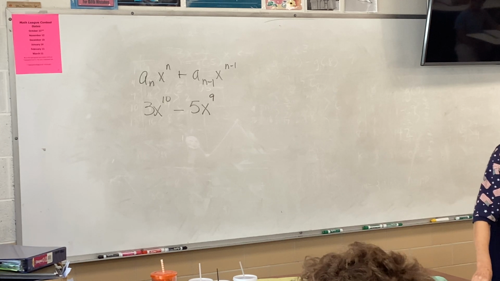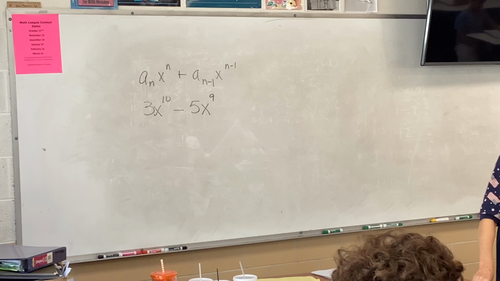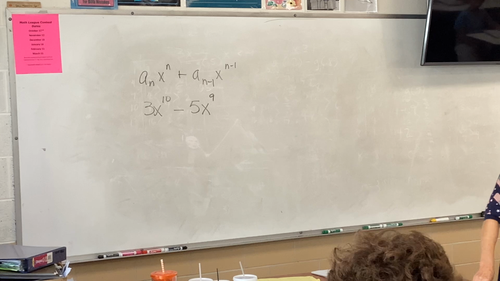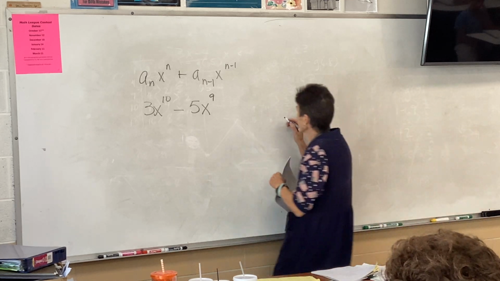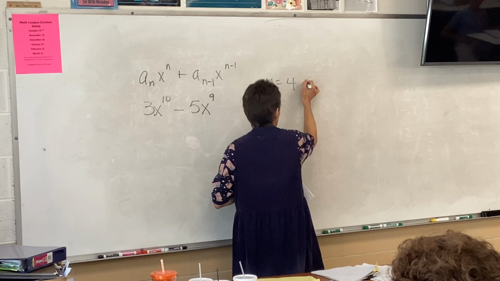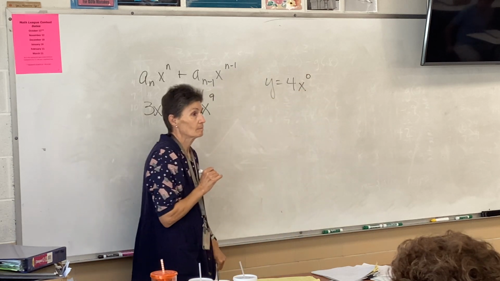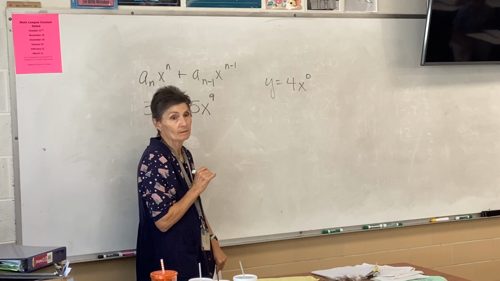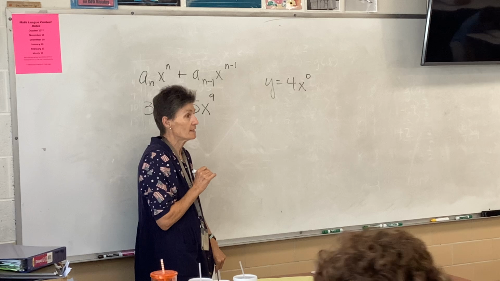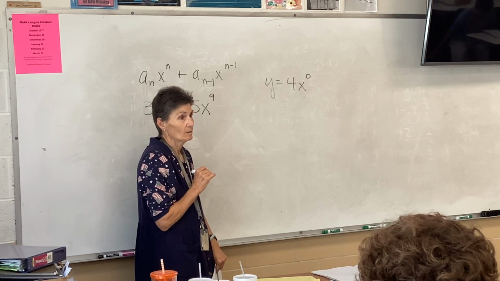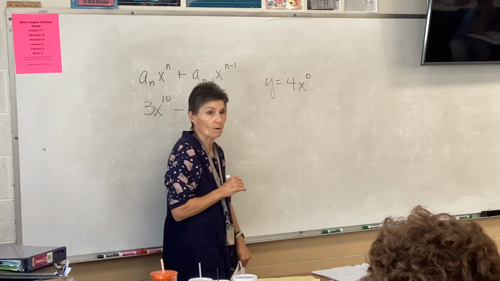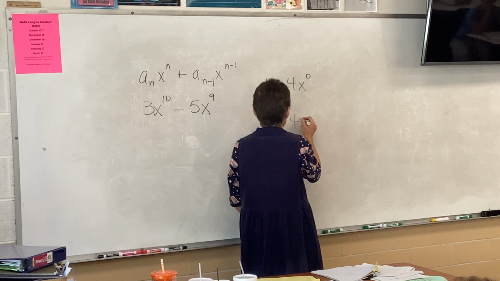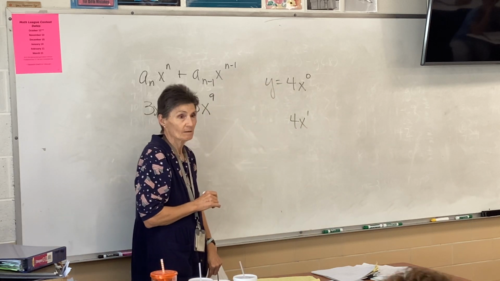How about C? Leading coefficient is 4 and the degree is 0. Isn't 4 the same as 4x to the 0? Wait. What's x to the 0? 1. Anything to the 0 power is 1. So 4x to the 0 would be the same as 4. 4x to the first would not be the same as 4.